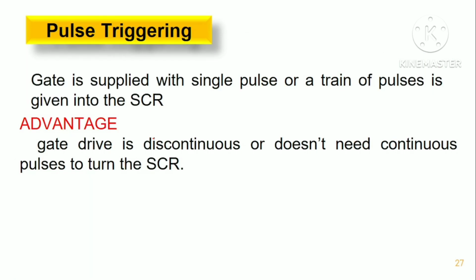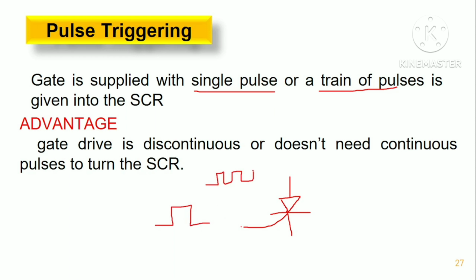And the last method is called the pulse triggering method. In this method, a single pulse or a train of pulses is applied. Suppose we have an SCR like this with a gate terminal. In that gate terminal we apply a single gate pulse or a train of pulses like this. This method is called the pulse triggering method.